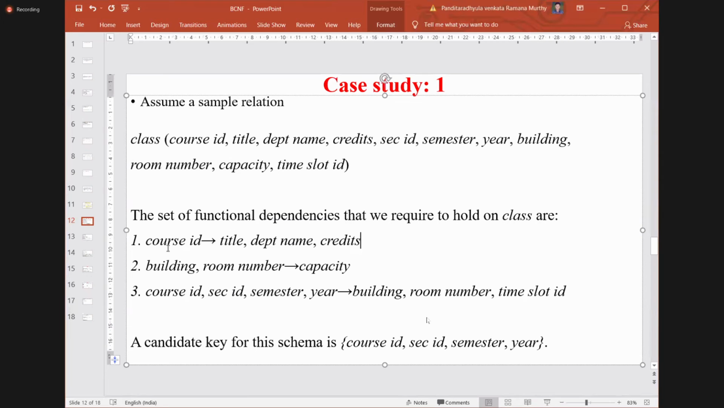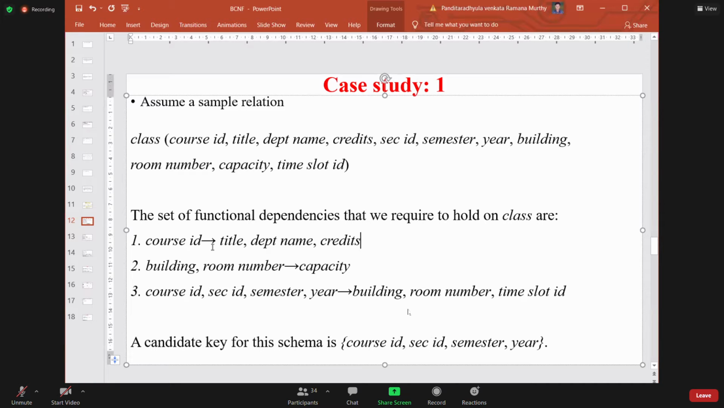The columns on the left-hand side of the arrow and the columns on the right-hand side of the arrow, that is called a functional dependency. But before identifying this functional dependency, first of all, we'll start with a sample relation. Then we'll identify the functional dependencies.